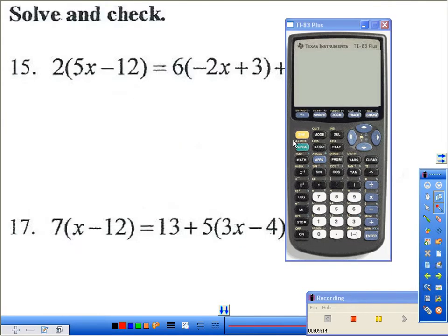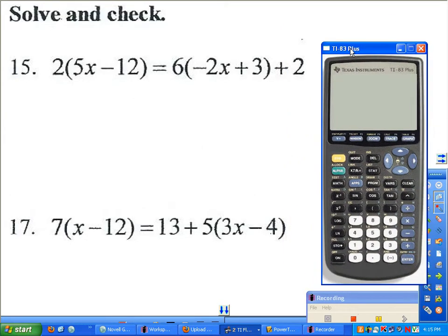Looking at the next section, now we're solving equations. The way that we solve equations using the calculator, again, this is not mathematically sound. It's not the way that I've taught you. This is a way to check your answers. So this is a way of knowing for sure that what you've done by hand is correct.